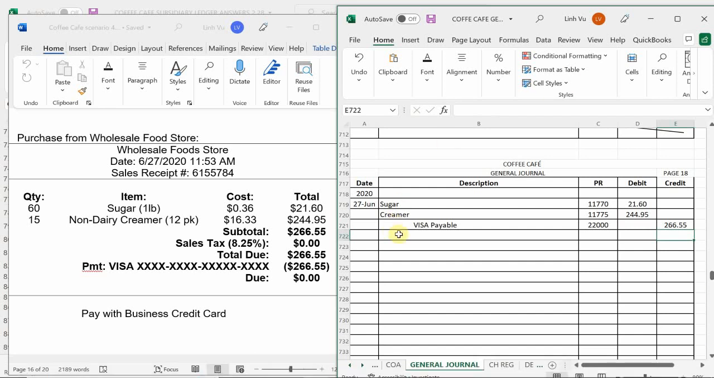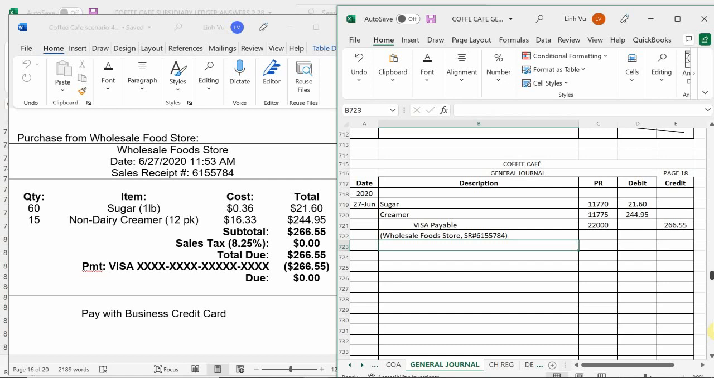Okay, and of course, what I'm gonna say here is, we purchased this from Wholesale Food Store. Sales receipt number 6155784.